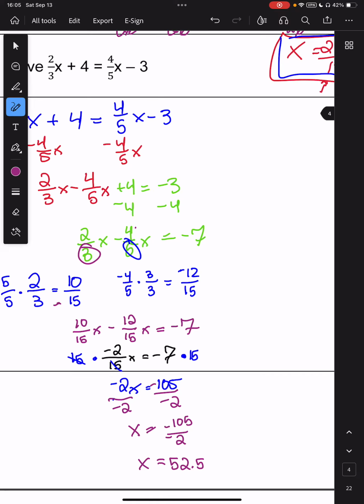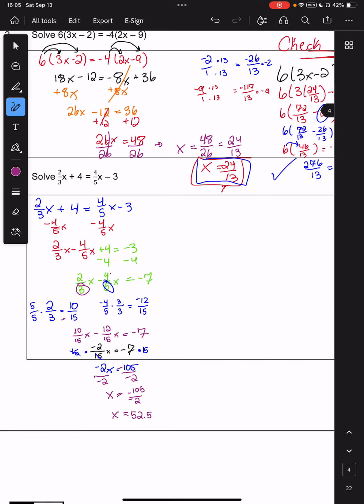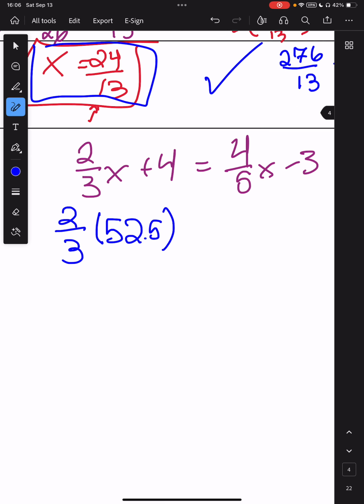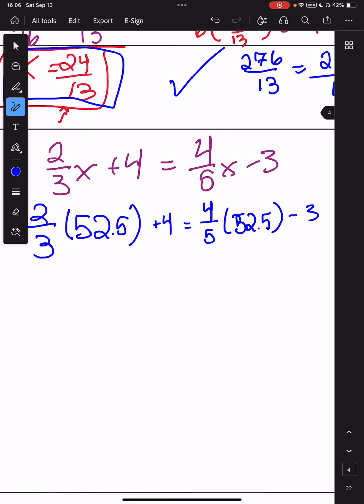And now remember, we need to check our work. So let's go over to the right side to check our work. Our original equation, we said, was 2/3 x plus 4 is equal to 4/5 x minus 3. So every time we see x, we're going to put in 52.5. So 2/3 times 52.5 plus 4 is equal to 4/5 times 52.5 minus 3. So let's simplify.